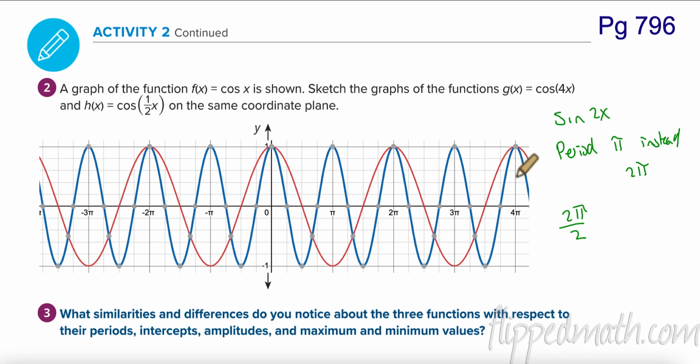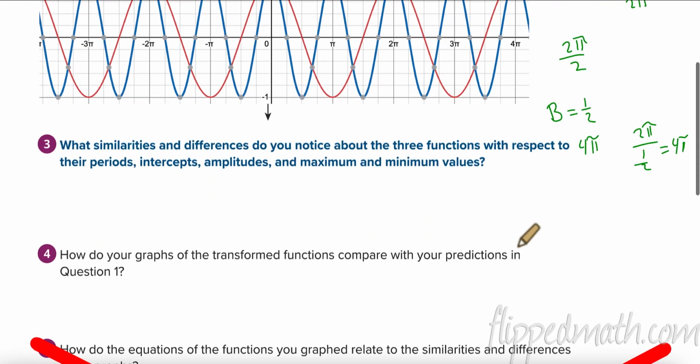So when my b was 1/2, my period was 4 pi, right? Doubled it, so it was kind of like 2 pi divided by 1/2, because when I multiply by the reciprocal, it gives me 4 pi. So that is actually what's happening there, right?